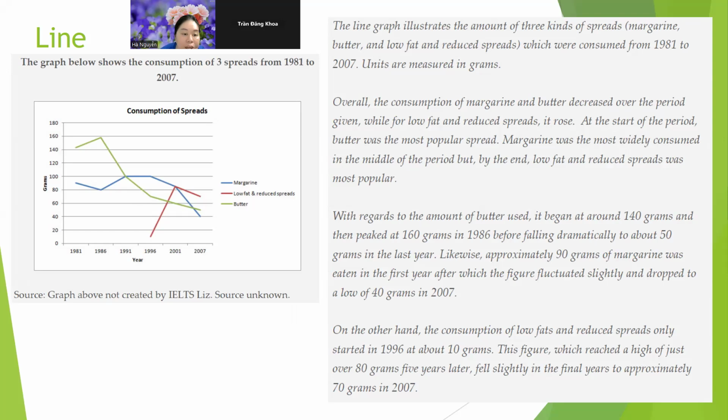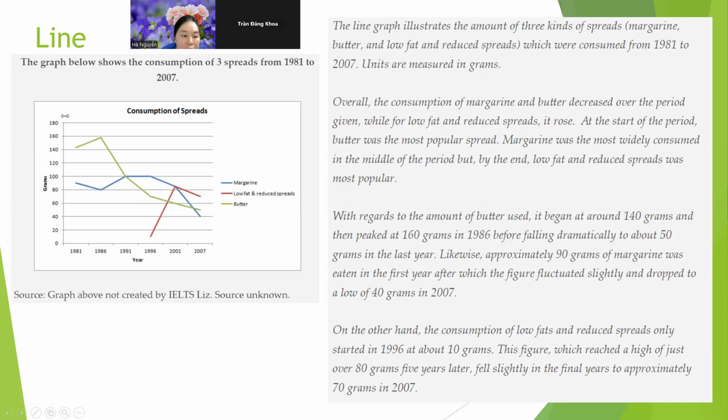In the period of 1986 to 2001, in the middle period. Actually, it wasn't used from 1981 to 1991, but in 1996, low fat and reduced spread started to be consumed, and it increased significantly from around 10 to over 80 grams in 2001, right? And it reduced slightly in 2007.